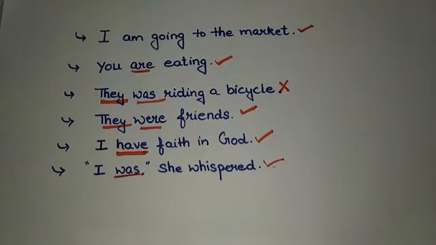Subject-verb agreement tells you one main thing, that is the structure of a sentence, and second, it is very important for error detection.